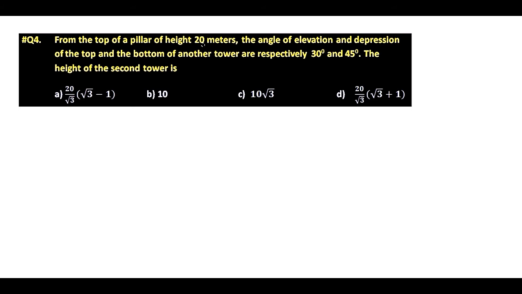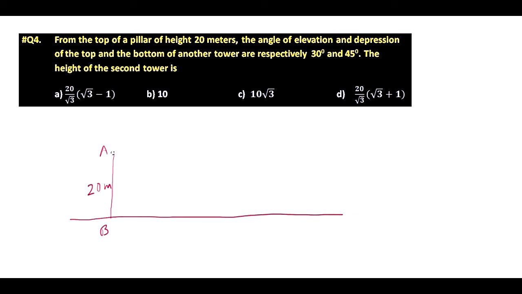From the top of a pillar of height 20 meters, the angle of elevation and depression of the top and the bottom of another tower are respectively 30 degree and 45 degree. The height of the second tower is. Now just try to understand this, that this is the ground level. They are talking this time about two things, angle of elevation and angle of depression. Just try to imagine that this is the original tower and it is having height 20 meter. Fine. There is the original tower.